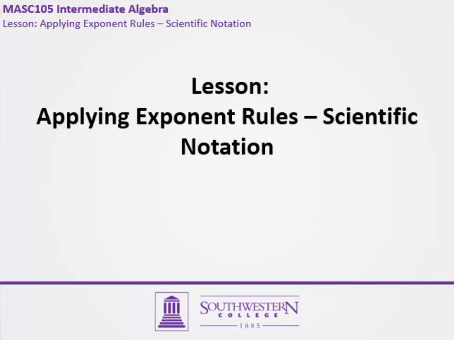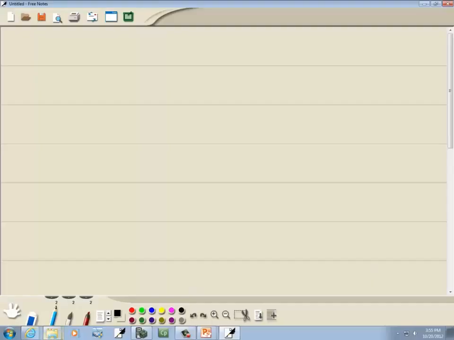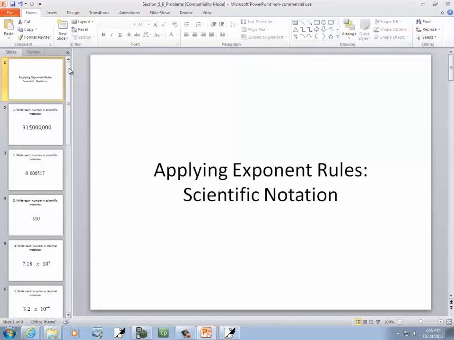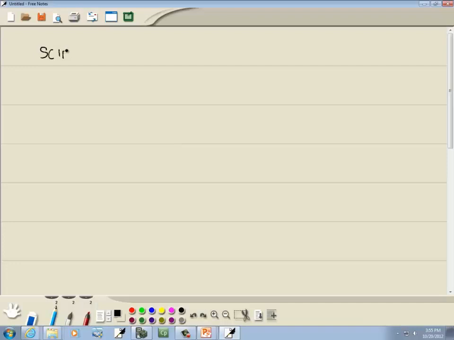Let's take a look at applying exponent rules, scientific notation. Now we got our standard form, and then we also got our scientific notation. Boy, I'm not spelling very well right now. Scientific notation. Don't usually have trouble with that in class.